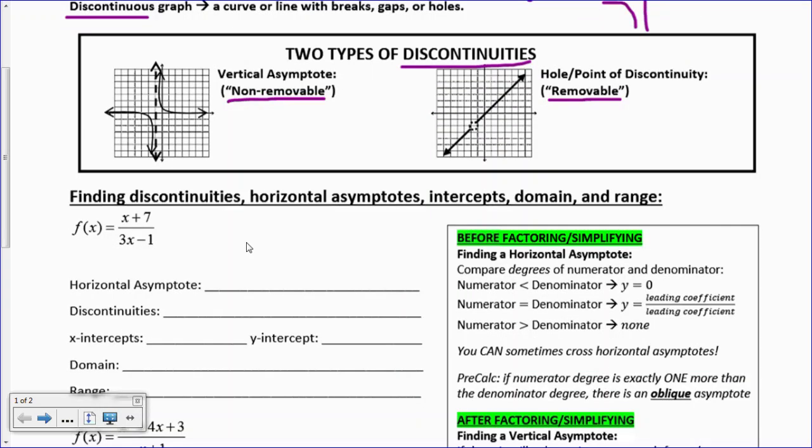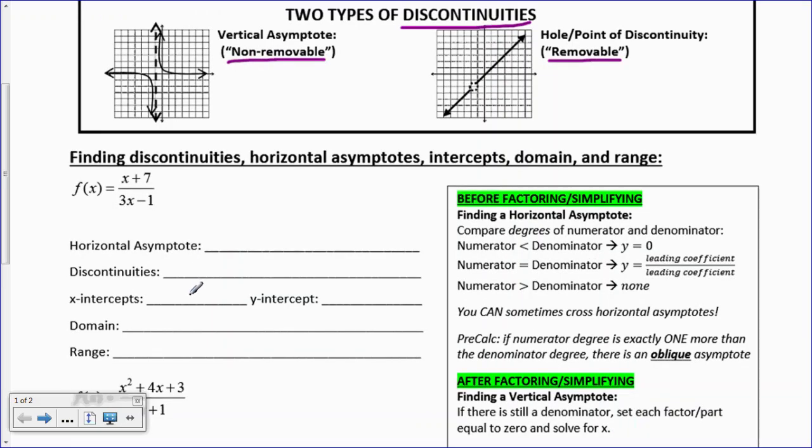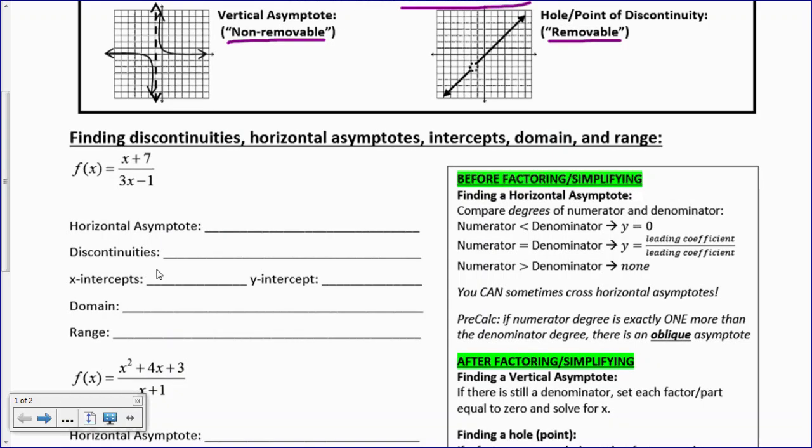Okay, so now what we're going to do is we're just going to do a bunch of examples. We're going to find the same things for each example. We're going to find horizontal asymptotes. We're going to check to see if there's any discontinuities, which means vertical asymptote or a hole, or both. Sometimes you can have both. X-intercept, Y-intercept, domain, and range.